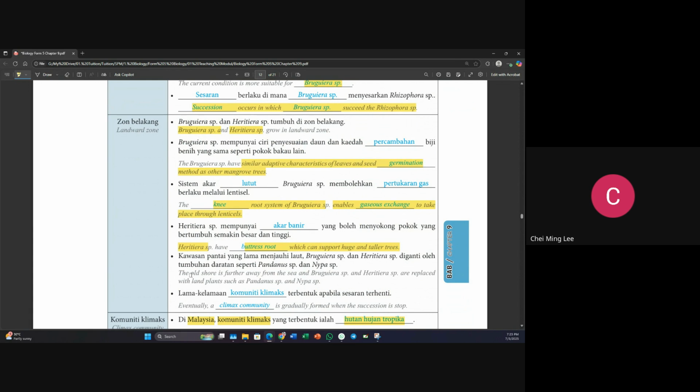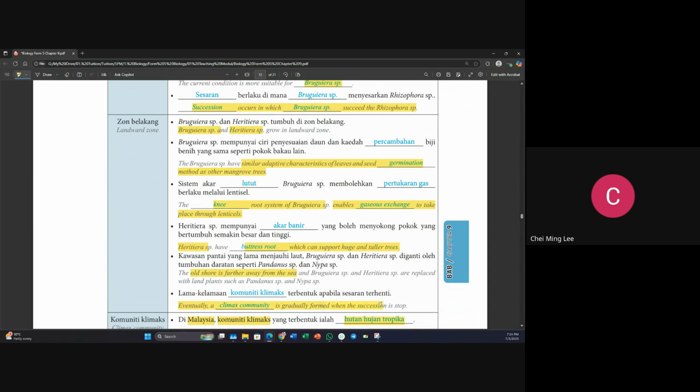So now the old shore is further away from the sea. Okay, it means that because it's now expanding, correct? When this one becomes the landward zone, the new seaward zone becomes the mid zone, and when the new mid zone comes in, there will be another new seaward zone again. So it becomes further and further away. Okay, so eventually a climax community will be formed.